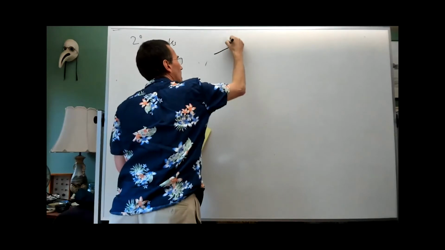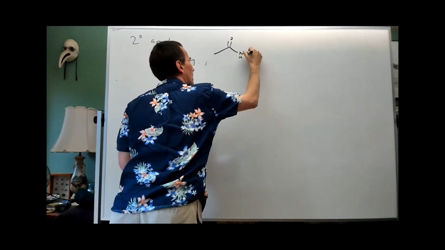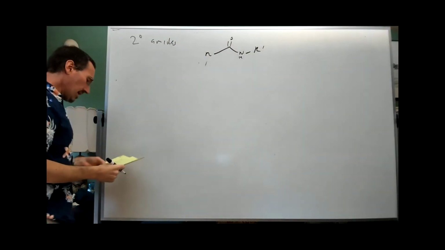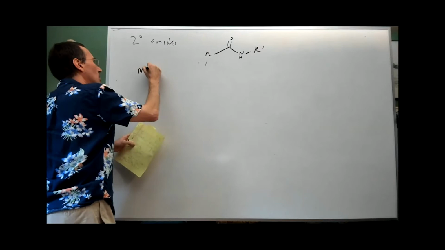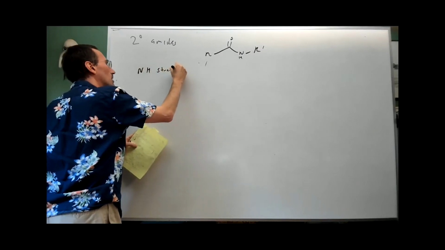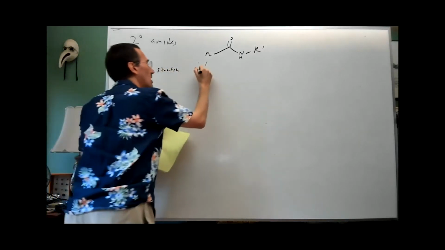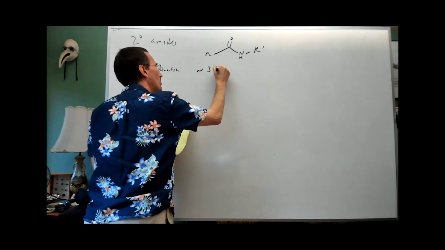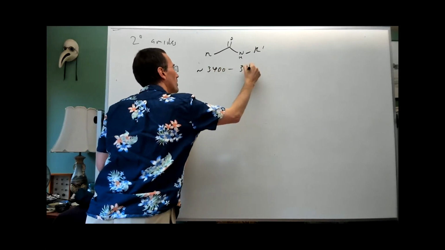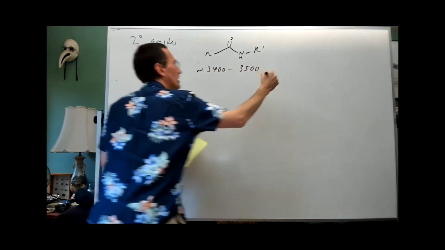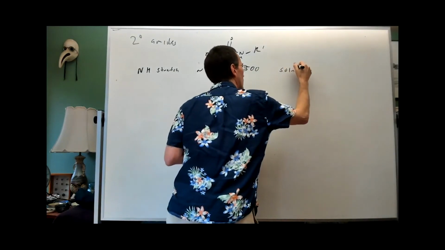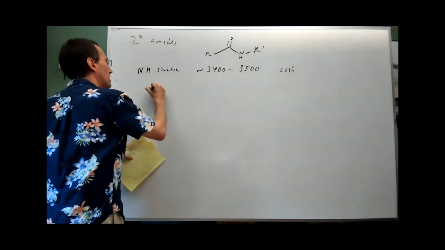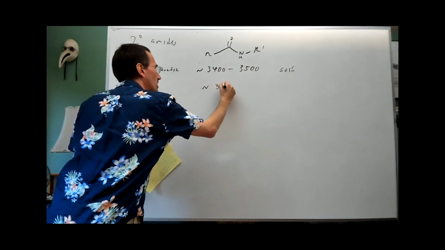So again, we're talking something like this. You only have one NH, and the NH stretch, none of these numbers are exactly carved in stone, but let's say about 3,400 to about 3,500 in solution. In other words, not hydrogen bonded. And in the solid state, maybe about 3,300.